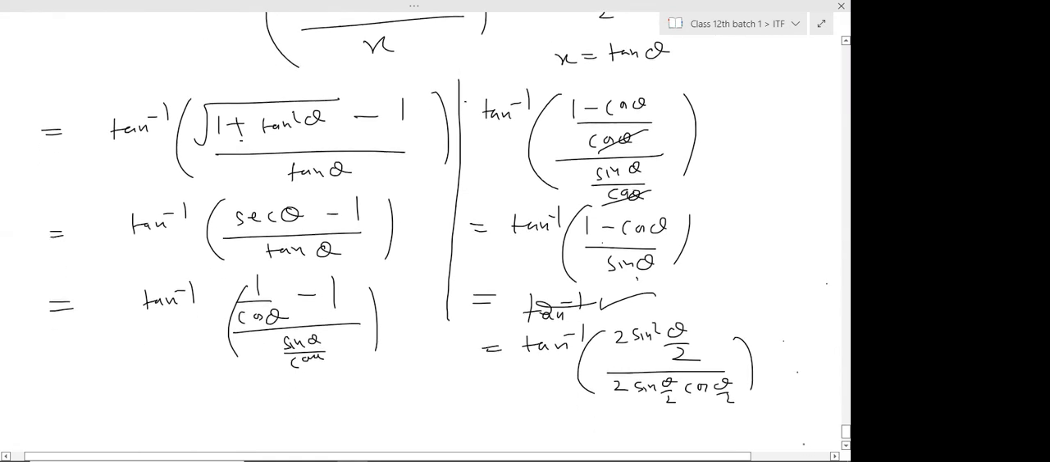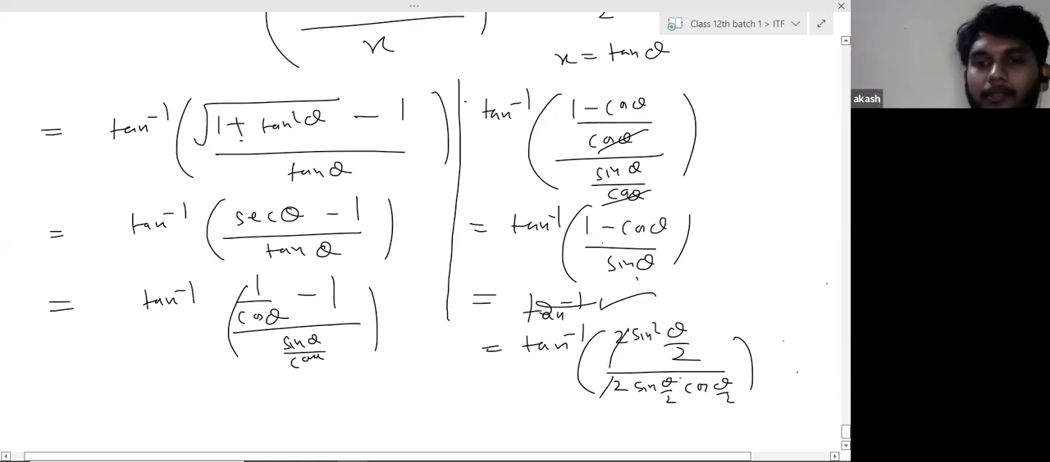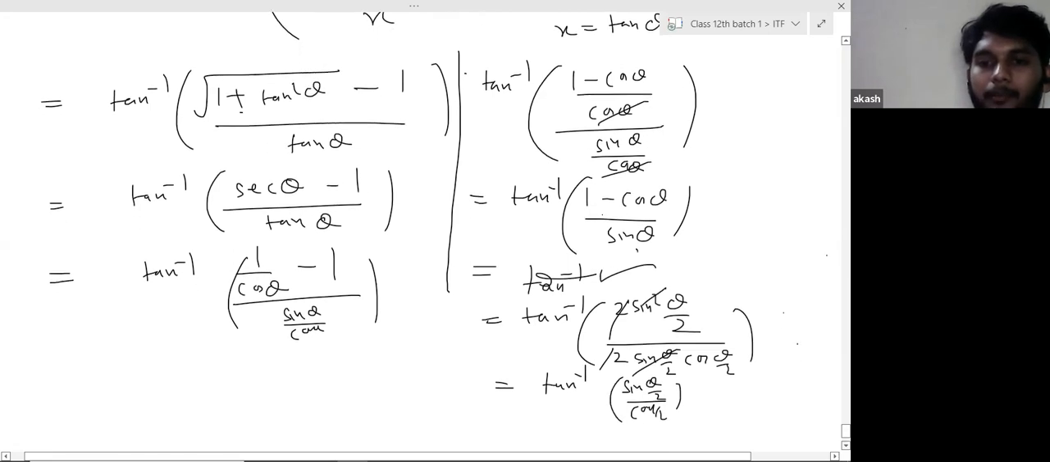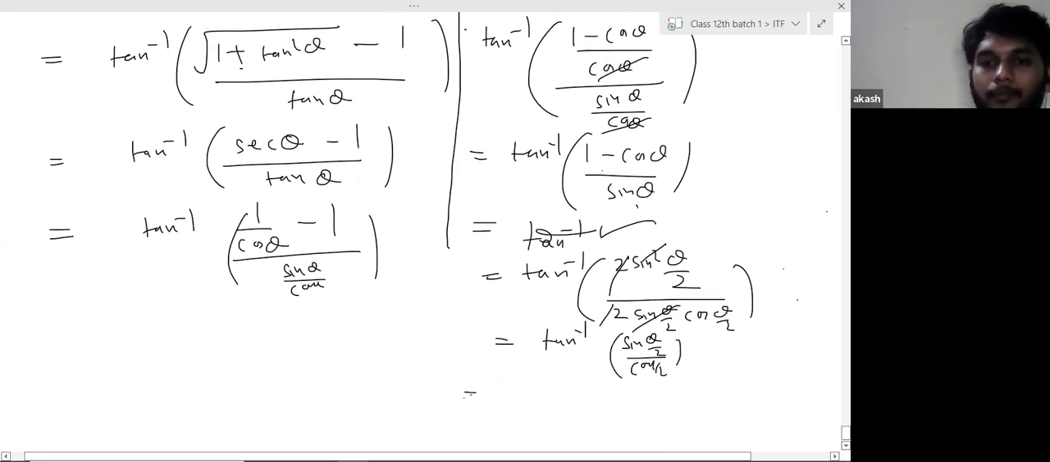Yes. Everyone? Yes, sir. All right. So 2 and 2 is cancelled. Sin theta by 2, 1 sin theta by 2 is cancelled. So this becomes tan inverse of sin theta by 2 over cos theta by 2, which is tan theta by 2. Tan inverse tan theta by 2. So the final answer is theta by 2.